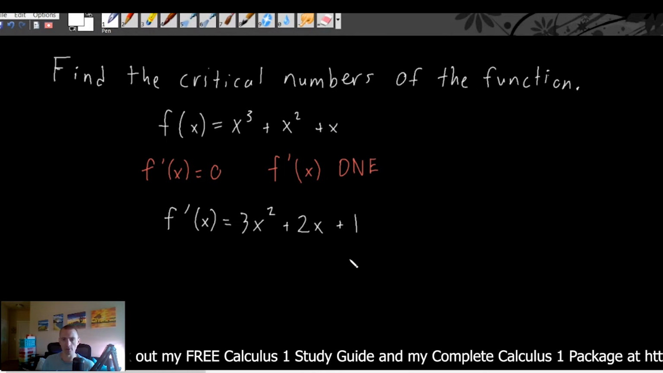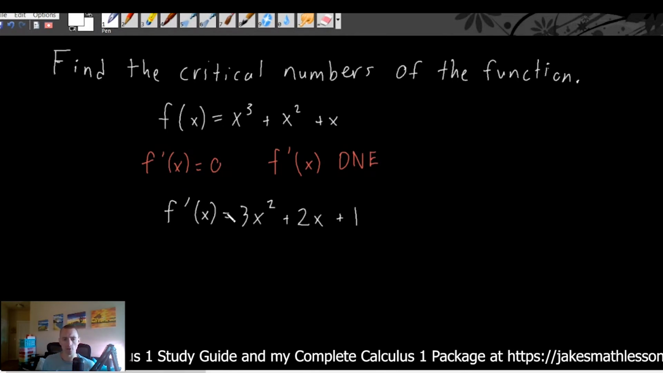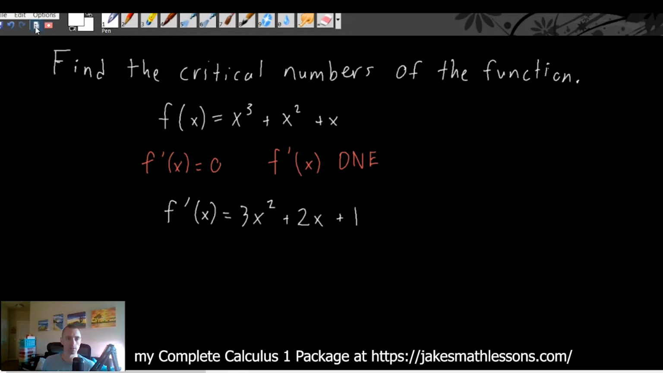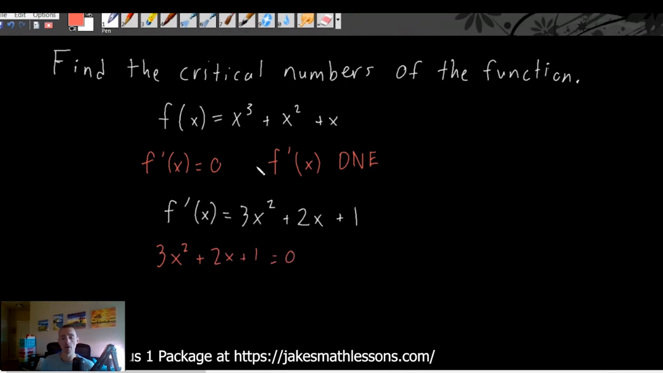So here's our derivative. So now there's two things we need to think about. Where does our derivative equal 0? So the first thing we want to do is set this equal to 0. And the other thing we want to think about is, where does our derivative not exist? Where does this function right here not exist?